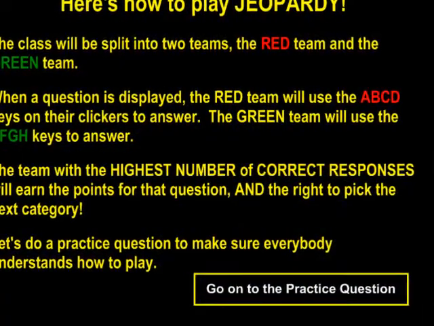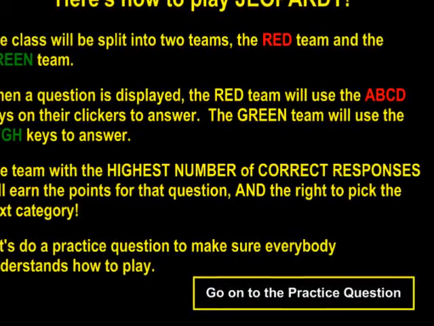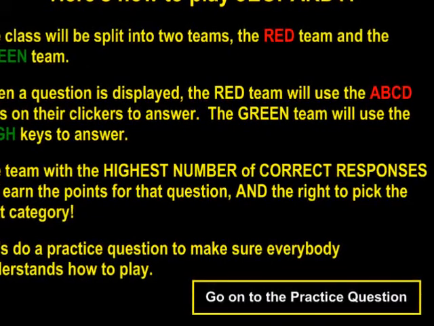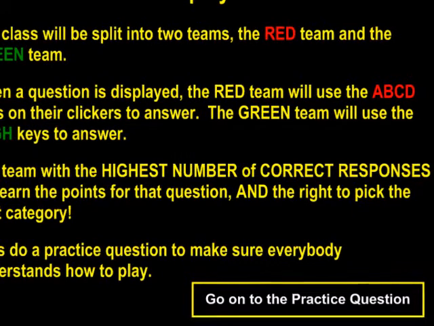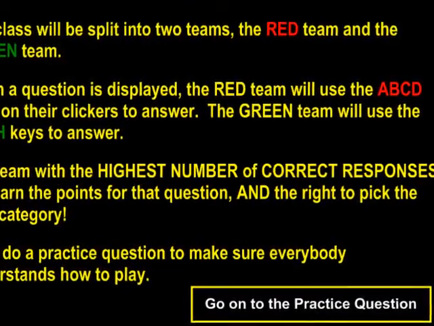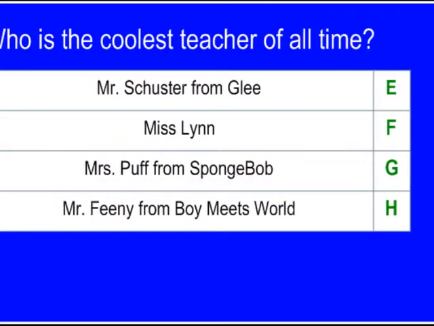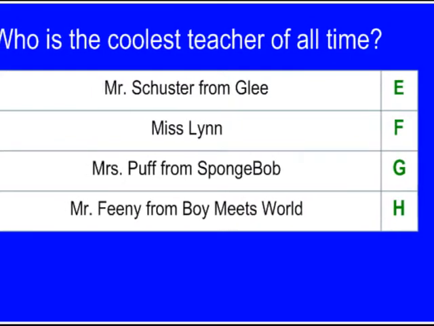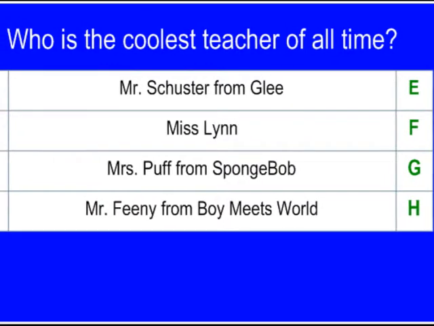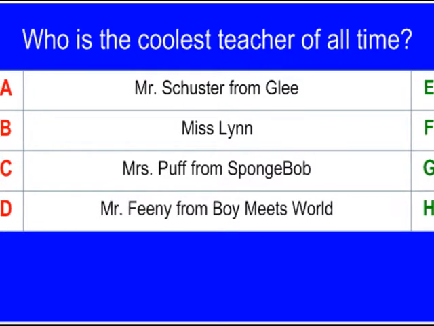Basically, I split my class into two teams, the red team and the green team. The red team only answers A, B, C, and D for the questions, and the green team answers E, F, G, and H. When the whole class answers and I stop the question, I can see what percentage of the teams answered the correct answer and then distribute the points accordingly. This is just a goofy practice question that I came up with, just so the students could get a feel for the game, make sure they're using the actual right letters according to what team they're on, and show them that I could see the percentage and stuff like that.